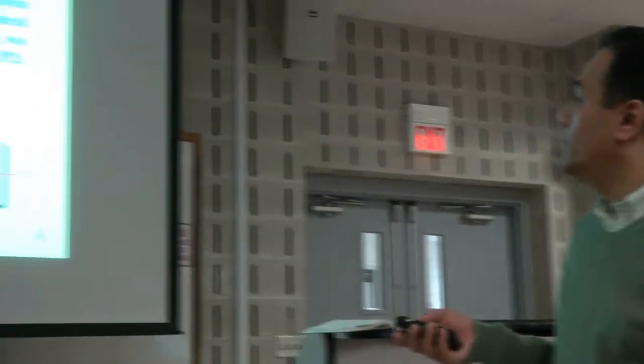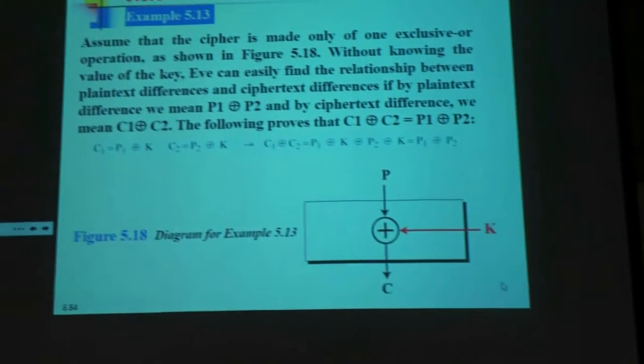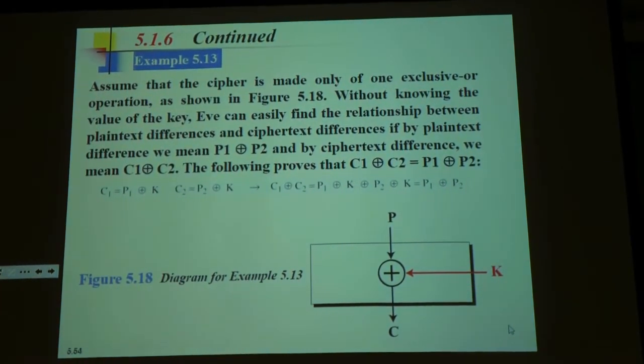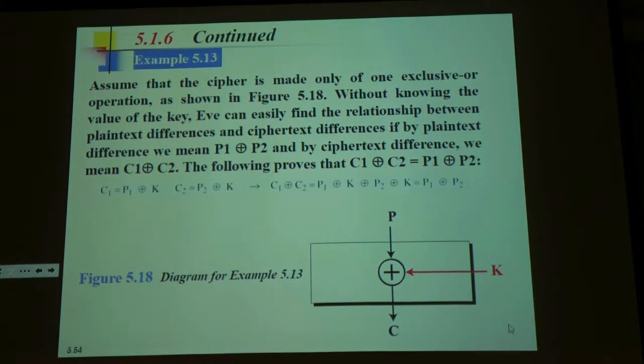So in here, for example, assume that the cipher is made only of one exclusive OR operation, as shown in the figure. Very simple, self-invertible, right? So in here you have the plain text, you XOR it with a key, you get C. C, you XOR it with the key, you get the plain text. Or in here, for example, you have C1 with plain text 1 with the K. So you have two ciphers.